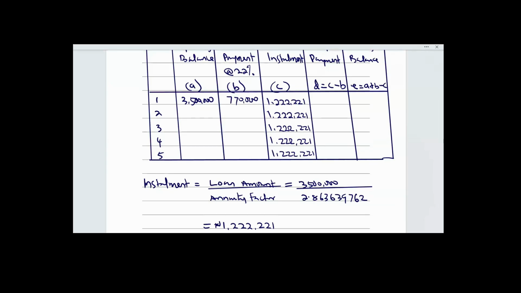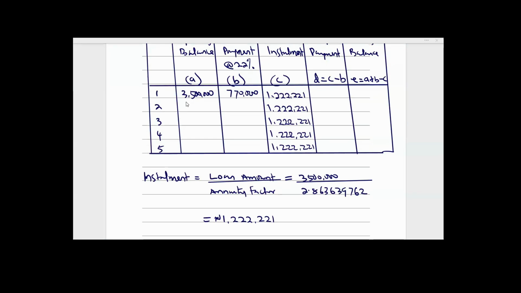To now get the principal repayments out of the loan of 3.5 million, how much have you repaid? That would be the annual installment of 1,222,221 minus the interest that you have paid, because your installment will include the principal that you have repaid plus the interest. So to get the principal repayment, just subtract the interest from the installment. So minus 770,000. Out of the 3.5 million naira, in the first year, you have repaid 452,221. Let me confirm. Yes, 221.